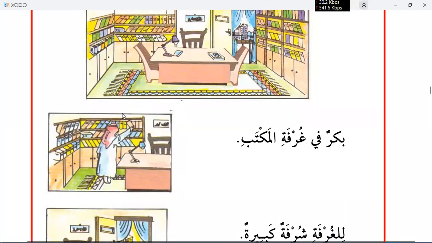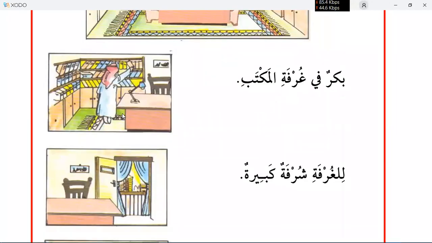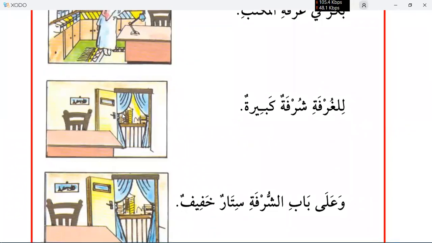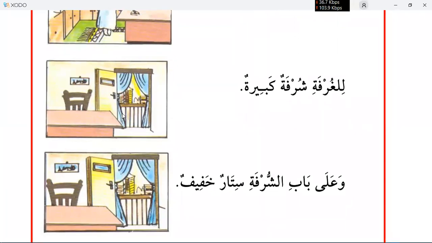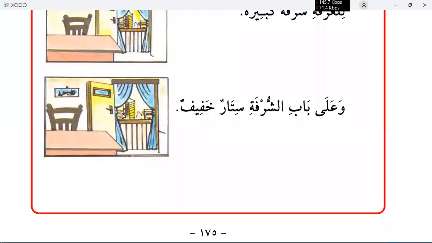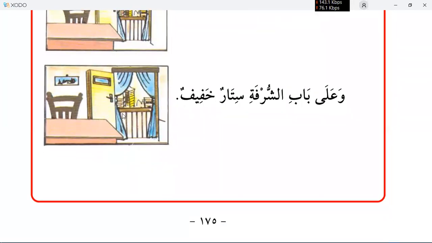Miss Bisma. Study room or office room. Bakrun fi ghurfatil maktab. Bakr is in the study room or office room. Li ghurfati shurfatun kabiratun. The room has a big balcony. Wa ala babish shurfati sitarun khafifun. And on the door of the balcony, sitarun khafifun. Sitar means curtain. Khafifun, light. Light curtain.